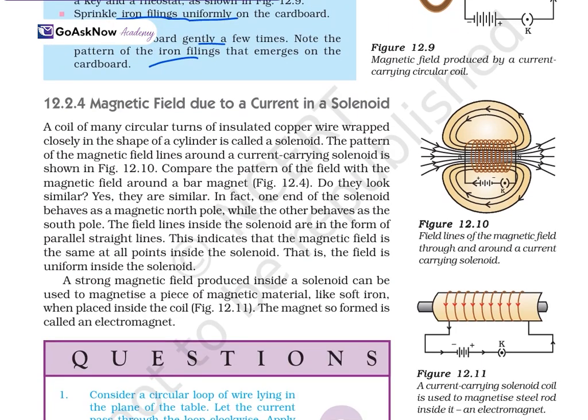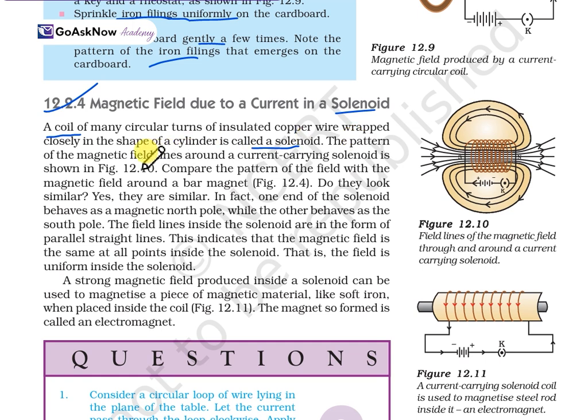Now, the magnetic field due to current in a solenoid. We have studied the straight wire and the circular loop, but now we will study the solenoid. How will the magnetic field be when the current is in a solenoid? A coil of many circular turns of insulated wire wrapped closely in the shape of a cylinder is called a solenoid. So this is what a solenoid is called.